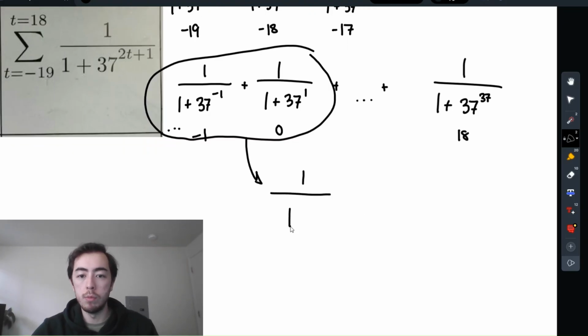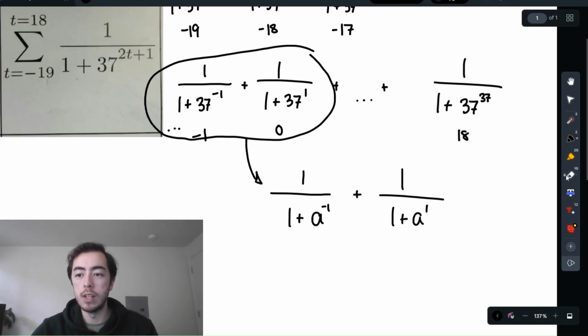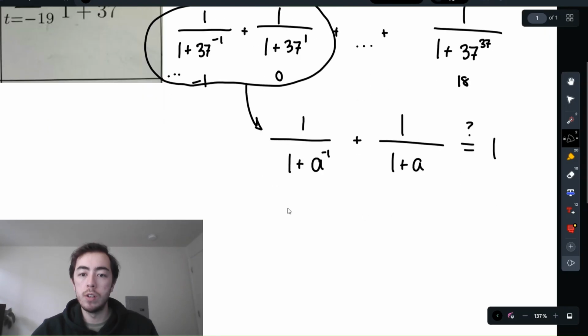So let's do 1 plus a to the power of negative 1, and then we'll do plus 1 over 1 plus a. And it is, I guess, to the power of 1 here, but that doesn't really do much. I'd like to show that this is just the number 1. For starters, let's rewrite our negative exponent here as 1 over a instead.